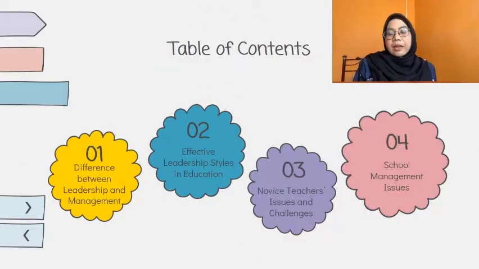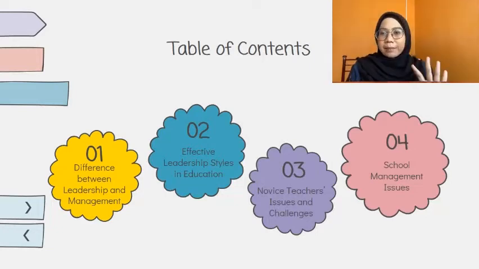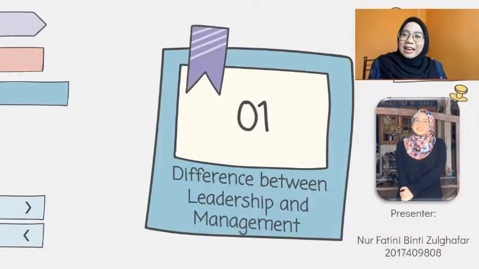In this topic, we are going to look at four major aspects: first, the difference between leadership and management; second, the effective leadership styles in education; third, novice teachers' issues and challenges; and lastly, school management issues. And I am Nur Fatini binti Zulgafar, and I will start the presentation today with the first subtopic, which is the difference between leadership and management.